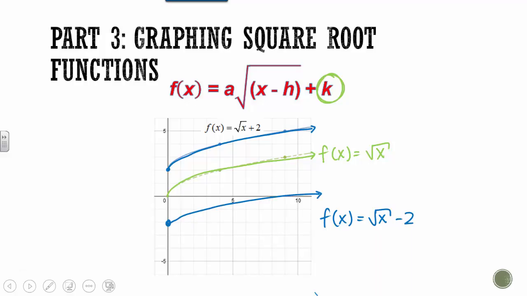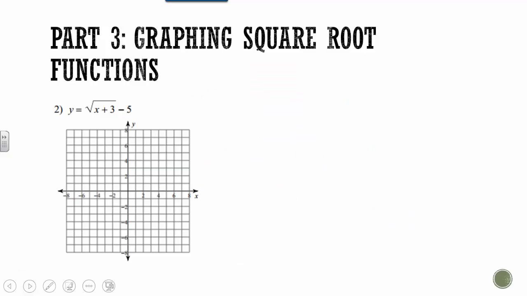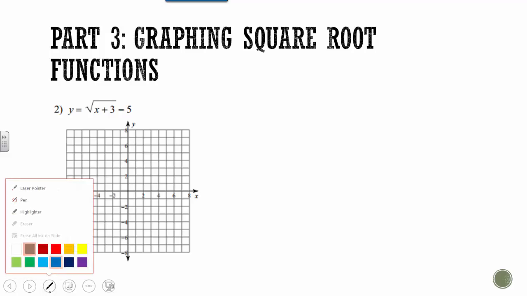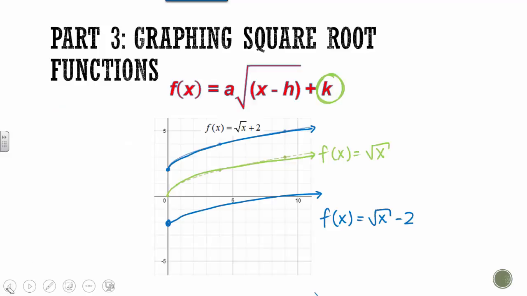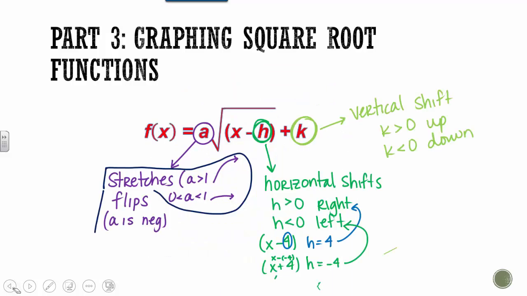So let's put all of this together and actually graph something. In order to find your starting point, you need to always pick up the h and the k values. So your start, actually let's write this back on this slide here. Your start or your vertex is always h comma k. So it's this value and this value.